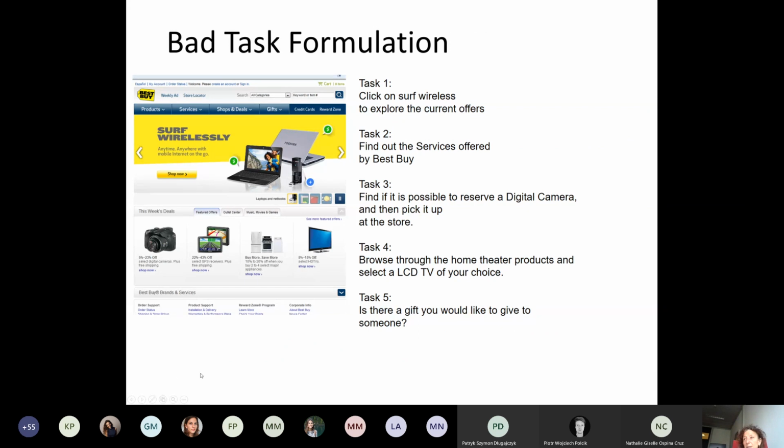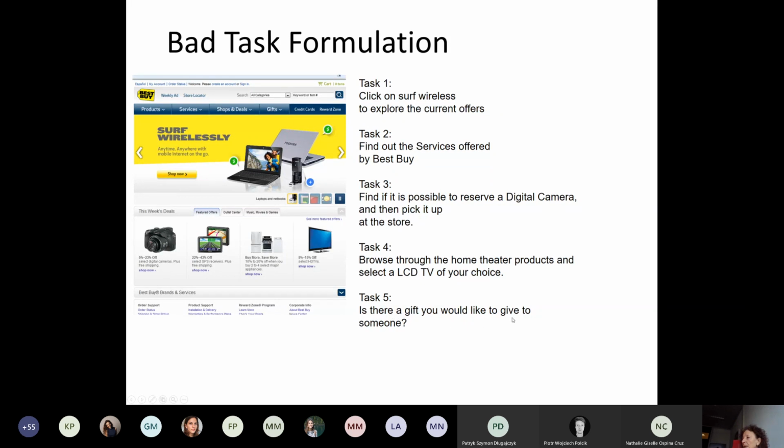So these are examples of bad task formulation. You should not tell people to click on this, find out this specific service offered by this specific aspect, pick it up, find it, reserve, and then pick up. These are too specific. They can be broader, especially the last one.